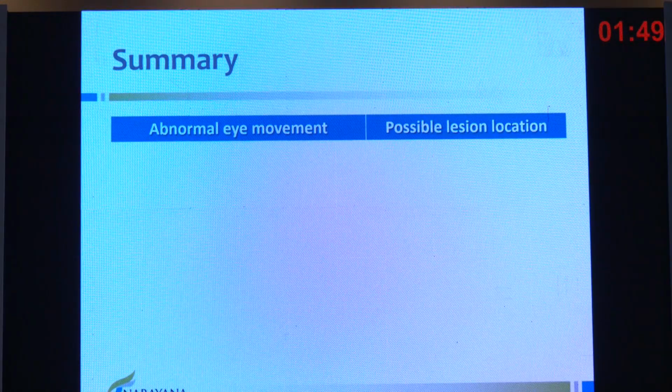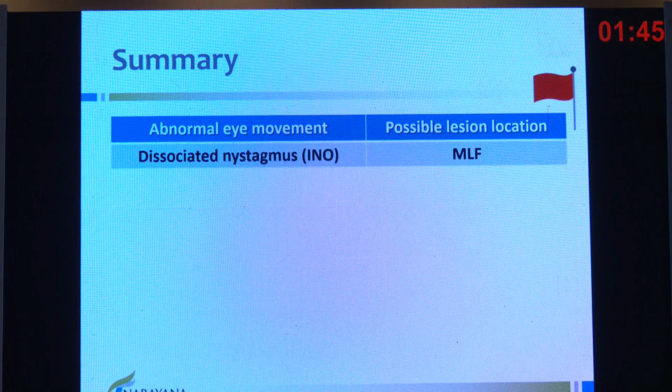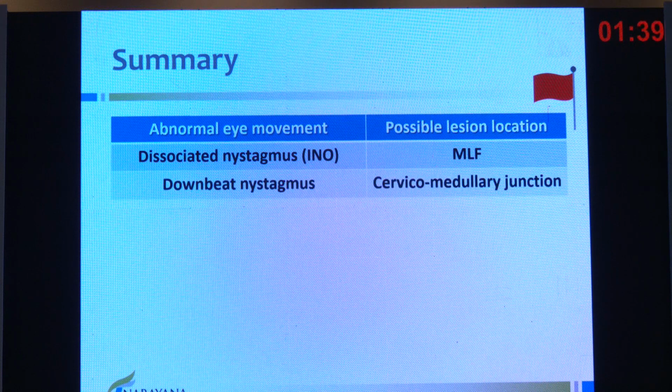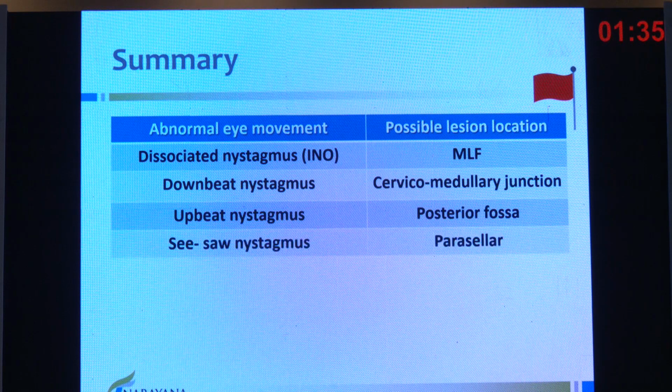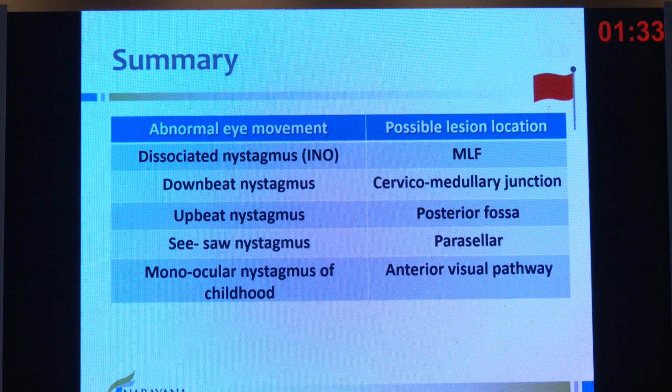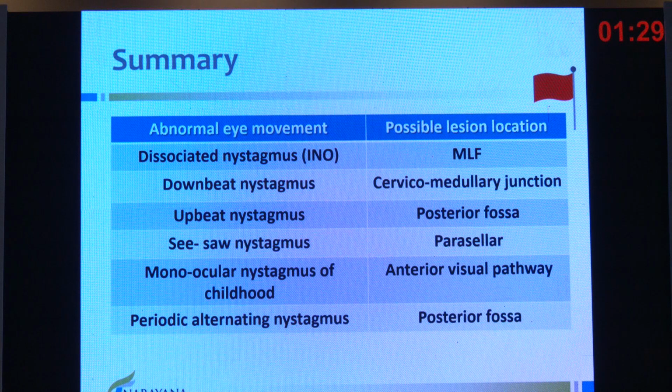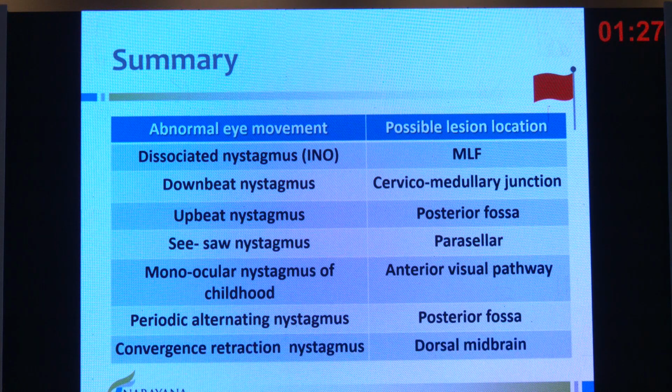So what is a quick summary for these kinds of things, when you have an abnormal eye movement and the possible lesion? A dissociated nystagmus or INO is the MLF, medial longitudinal fasciculus. A downbeat nystagmus is the cervicomedullary junction. Upbeat nystagmus is the posterior fossa. Seesaw nystagmus is parasellar. Monocular nystagmus of childhood is the anterior visual pathway. Periodic alternating nystagmus is the posterior fossa, and convergence retraction nystagmus is the dorsal midbrain.